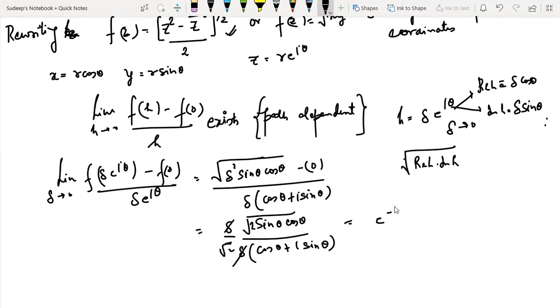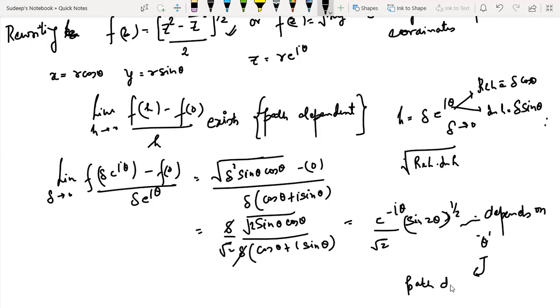So after all, I'm getting e raised to power minus iota theta divided by root over 2 into sine 2 theta raised to power 1 over 2. So clearly, this depends upon theta. And since it depends upon theta, it depends on the orientation of the complex number. And so therefore, I would say it depends on the path as well. So it is a path dependent limit. So therefore, the function is not differentiable at 0.